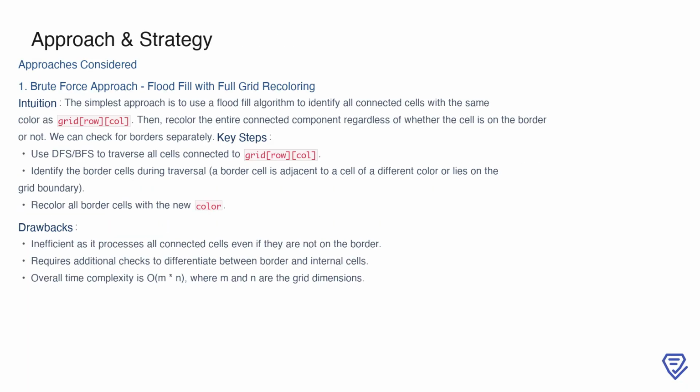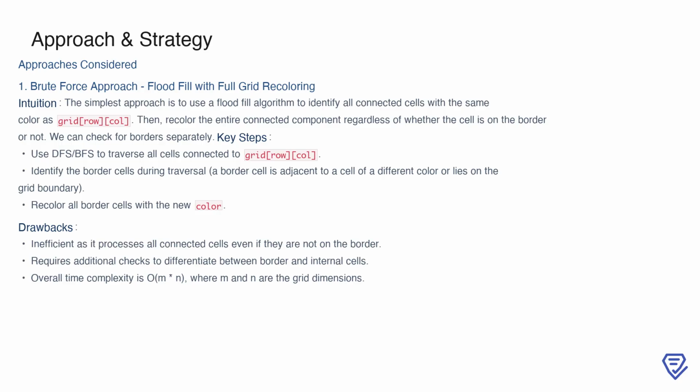To solve this problem, one of the initial approaches we could consider is a brute force method that uses a flood fill algorithm. The intuition behind this is straightforward. We traverse all the cells connected to the starting point, grid, row, col, which share the same initial color. As we traverse, we identify which of these cells lie on the border of the connected component. A border cell can be defined as one that is adjacent to a cell of a different color or is located on the edge of the grid. Once identified, we recolor all the border cells with the new color.